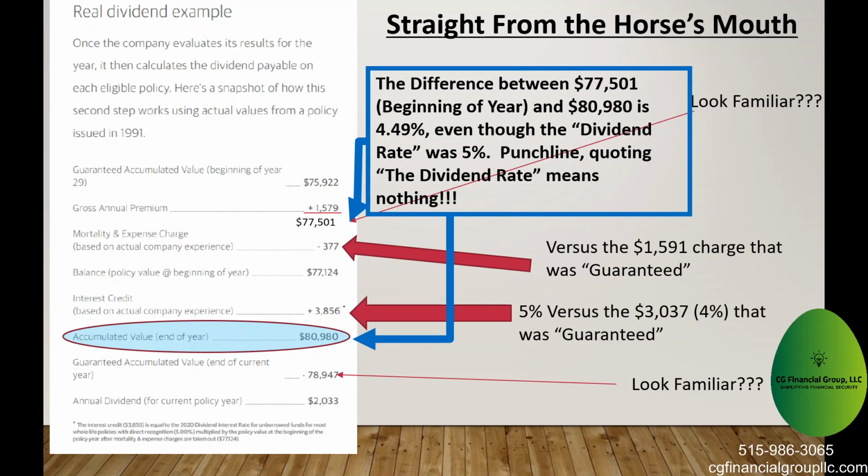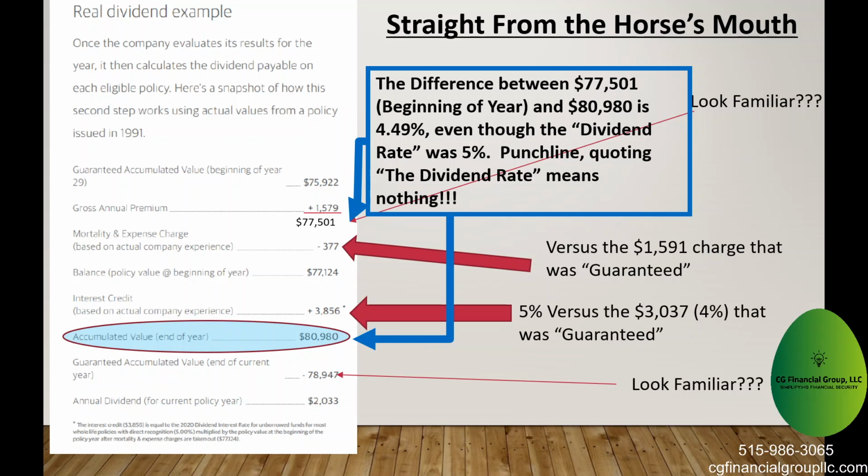Now, by the way, to point something out here again, even though that dividend rate was 5%, notice that the policy value only grew by 4.49%, right? Which, tax-free, is pretty darn good, but that's not the point. The point is 5% compounded forever. That's what you get, Mrs. Client, on your cash value. That's not true, whether we're talking whole life or IUL for that matter.